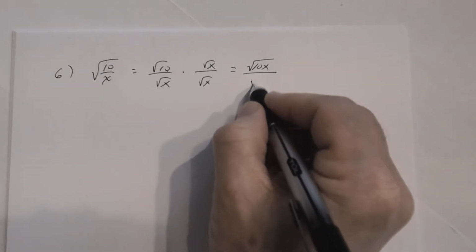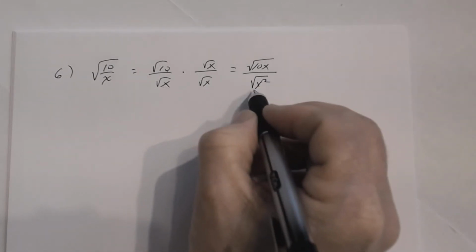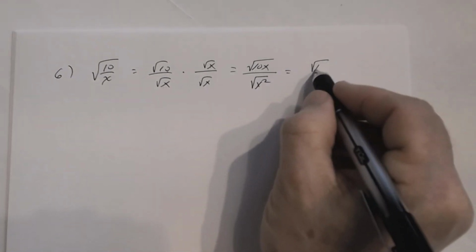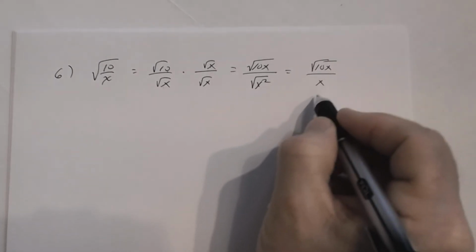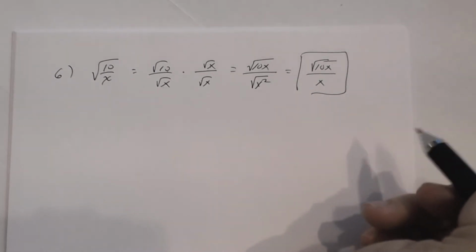But if you did, notice you would say the square root of x squared, right? Because x times x is x squared. But what's the square root of x squared? It's just x. So you get the square root of 10x divided by x. And notice you no longer have a square root in the denominator. So there's your answer. Okay?